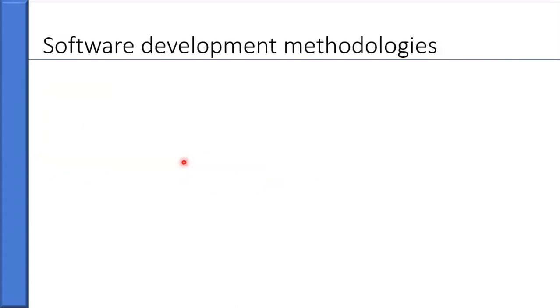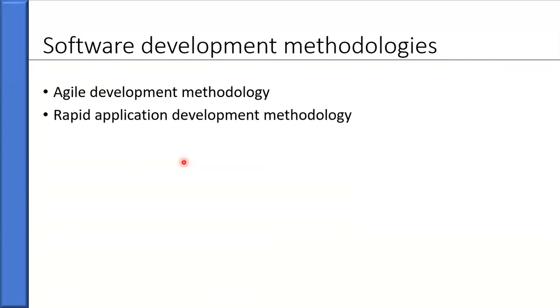The next point I want to discuss is software development methodologies. The current trend is mainly focusing on agile software development methodology, rapid application development methodology, and waterfall development methodology. The waterfall development methodology is very old and currently it's not used at the moment. So I'm not mainly focusing on this, but I would focus on these two, agile development and rapid application development.